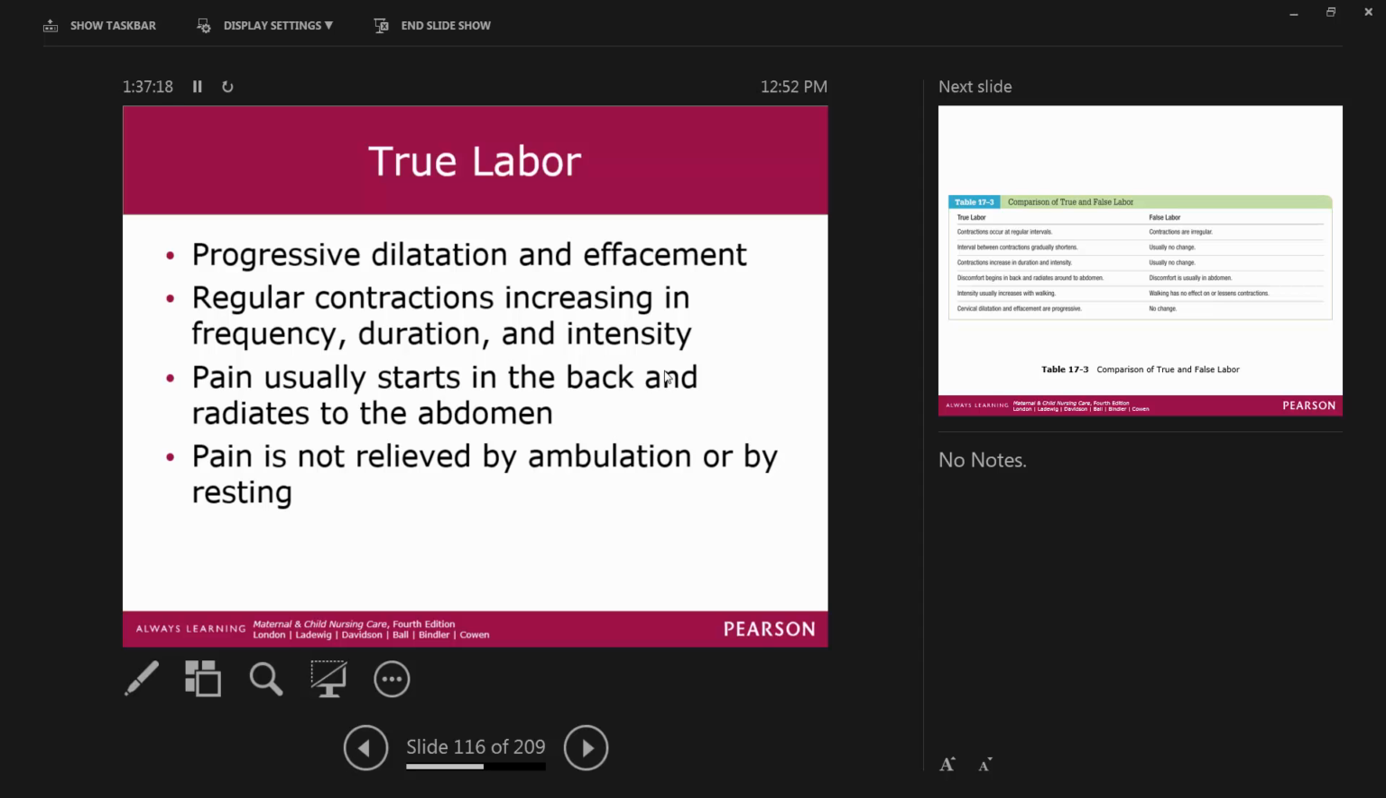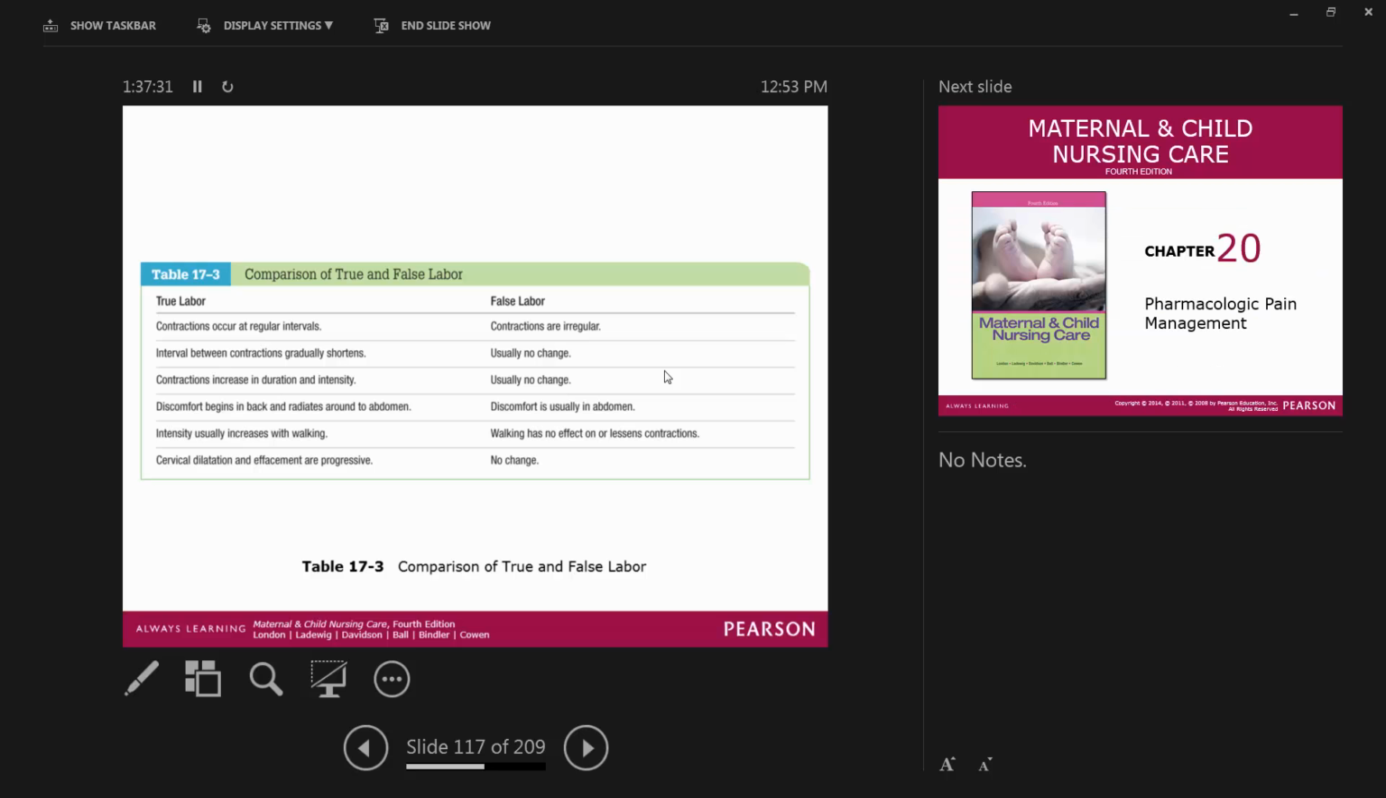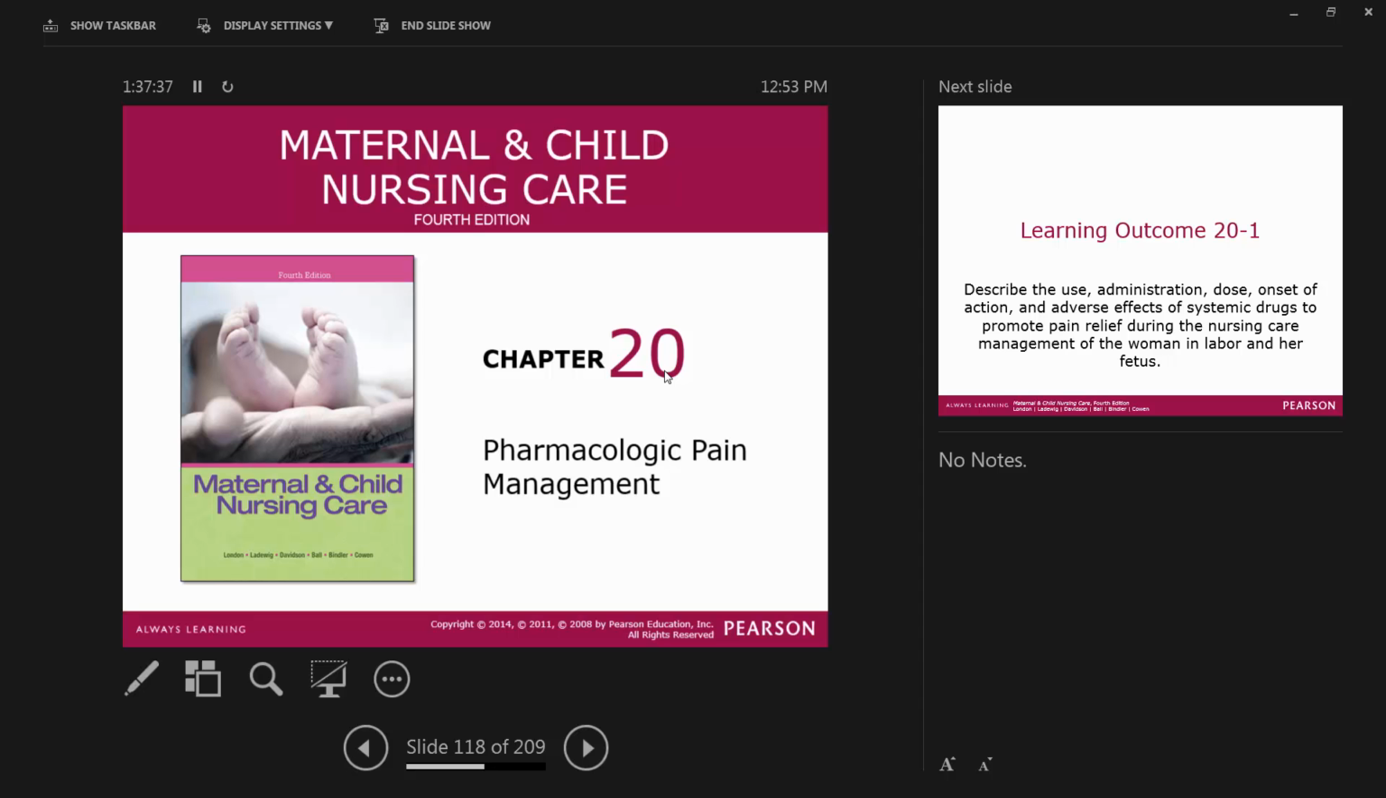So OB nurses can assess and treat patients without an OB physician in the facility. We have to call them, of course. Okay. All right. So here's just a little chart comparing the two. Most important is cervical dilation. So that contractions occur at regular intervals in true labor.